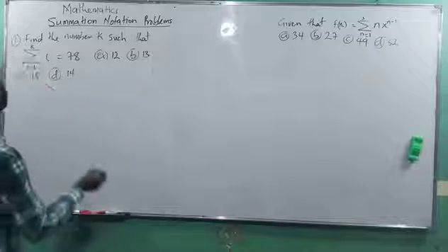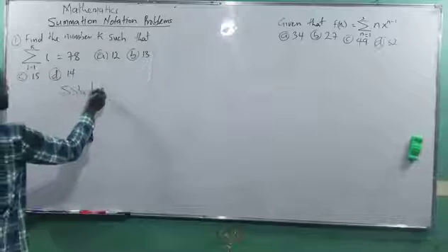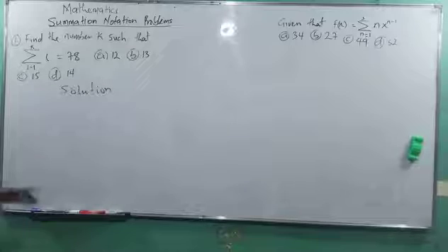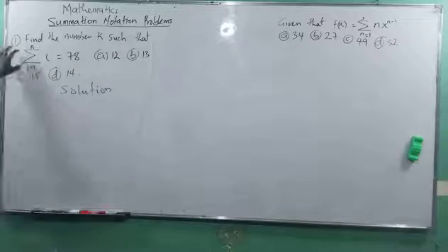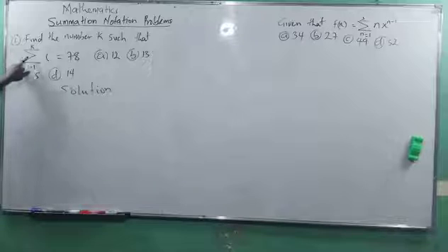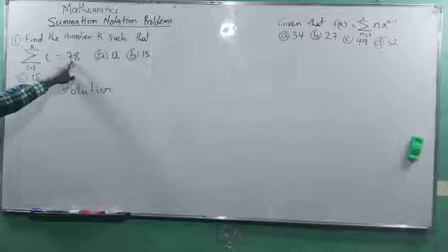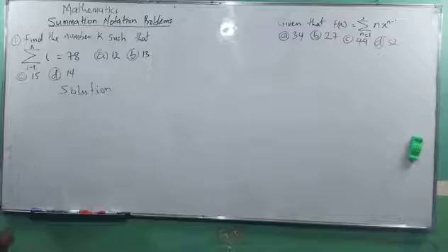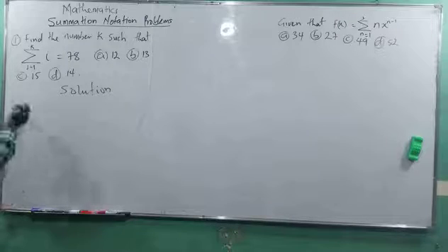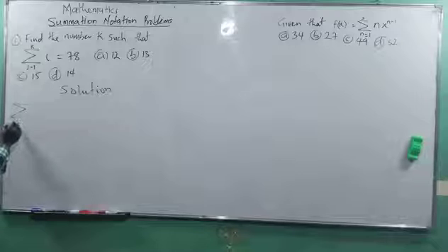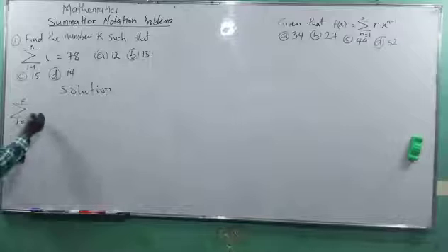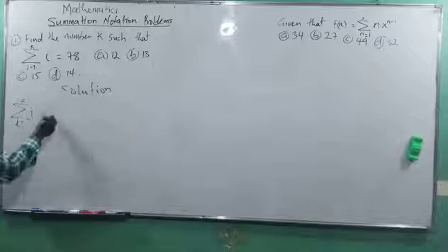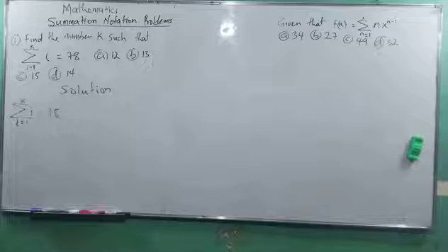The first one says: find the number k such that the sum of i from 1 to k, of i, equals 78. These are the options. Let's work along with this question and see how it goes. The first thing you need to ask yourself is that the sum of i from 1 to k equals 78.